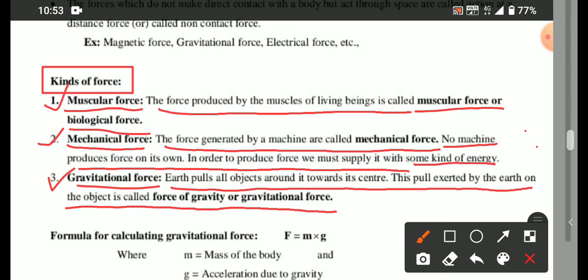So earth pulls all the objects around it towards its center. This pull exerted by the earth on the object is called force of gravity or gravitational force. We can call it force of gravity also.